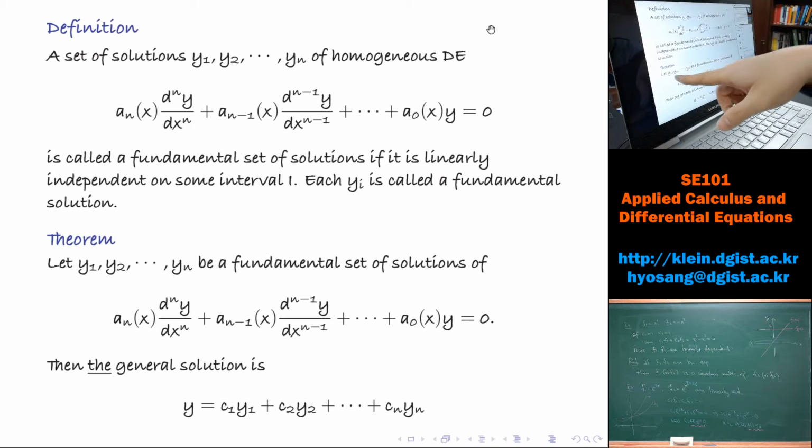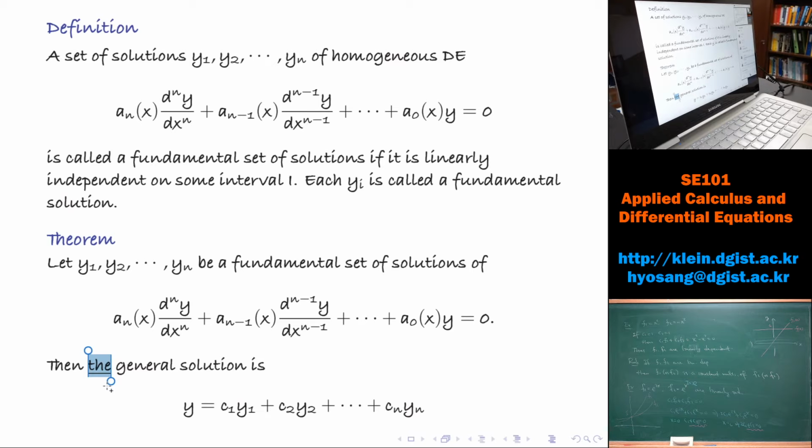So here's the theorem. Let y1 to yn be a fundamental set of solutions to the nth order linear homogeneous differential equation. Be careful that this is a homogeneous differential equation. Then the general solution is given by the sum of such fundamental solutions, C1y1 to Cnyn. Also note that it is "the" solution, right?